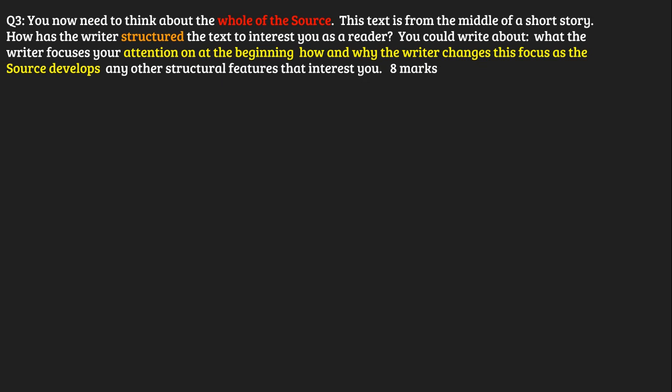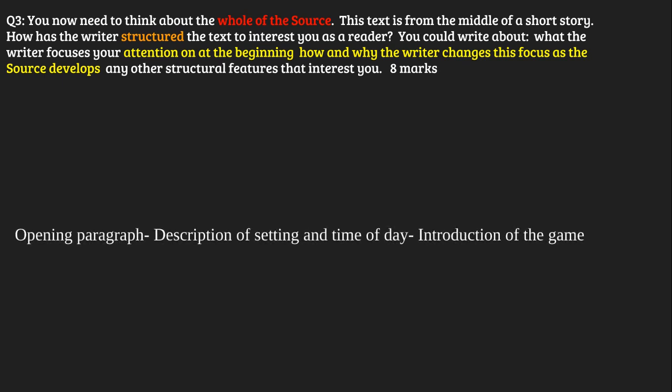You could write about what the writer focuses your attention on at the beginning, how and why the writer changes this focus as the source develops, and then any other structural features that interest you. And again, much like question 2, it's only worth 8 marks. Now, obviously, as I mentioned earlier on, there isn't enough space on the screen now to get the entirety of the extract.